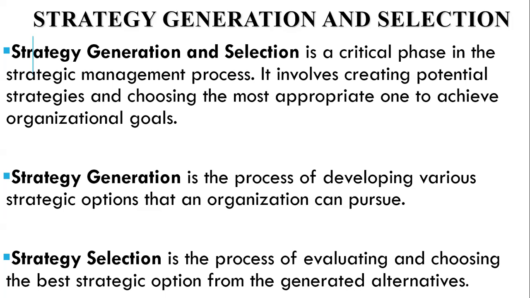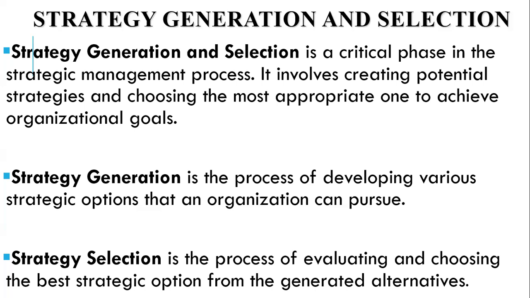So when we say strategy generation, it simply borders on the processes or activities that lead to the development of varied strategic options or strategic choices, out of which an organization can pick the suitable one to pursue towards the attainment of their long-term objectives. Then strategic selection also focuses on the actions or processes that are utilized to assess and pick the most suitable strategic option from the varied ones that will be made available on the strategic table.